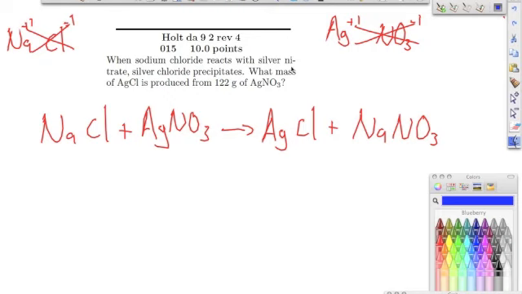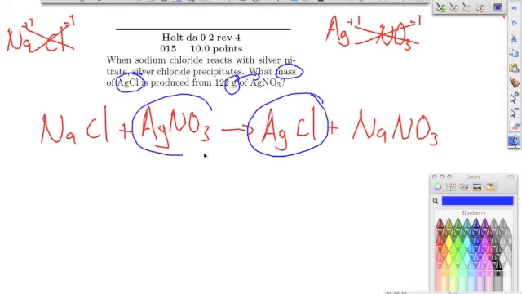Now it says what mass of silver chloride. Anytime it says mass or grams, we know we're going to need the molar mass of AgCl. It says produced from 122 grams of silver nitrate, so we need the molar mass of both of these. But remember, the first thing we always write down is our mole ratio, which in this case is 1 mole of silver nitrate equals 1 mole of AgCl.